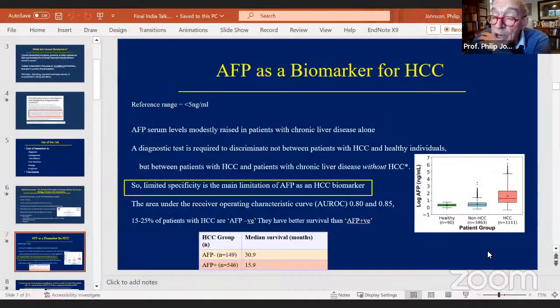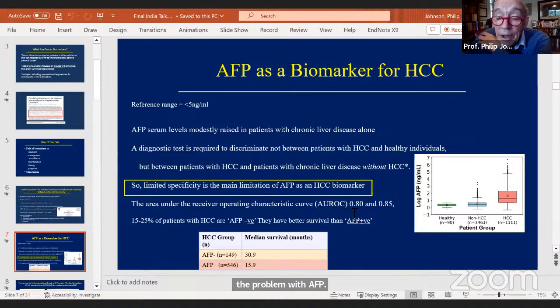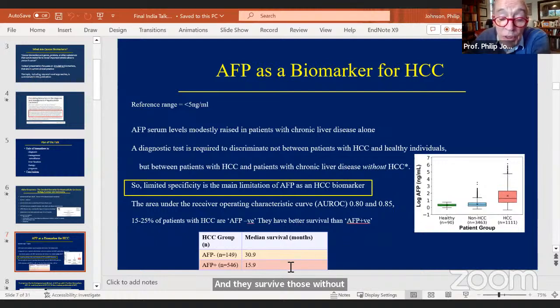HCC. And as you will see, there is a considerable degree of overlap, and that is the problem with AFP. The area under the receiver operating curve is 0.8 to 0.85, which says it's a pretty good marker. About 15 to 25% of patients with HCC don't actually make AFP. They are a separate clinical subgroup, and they survive, those without AFP, considerably longer than those with AFP.